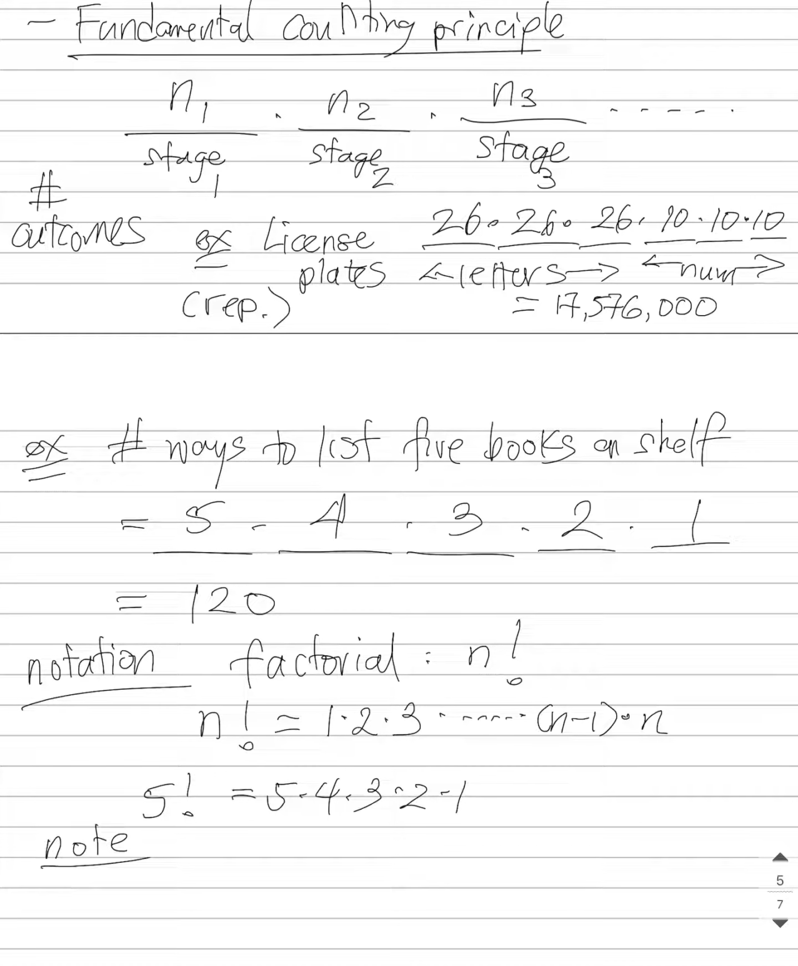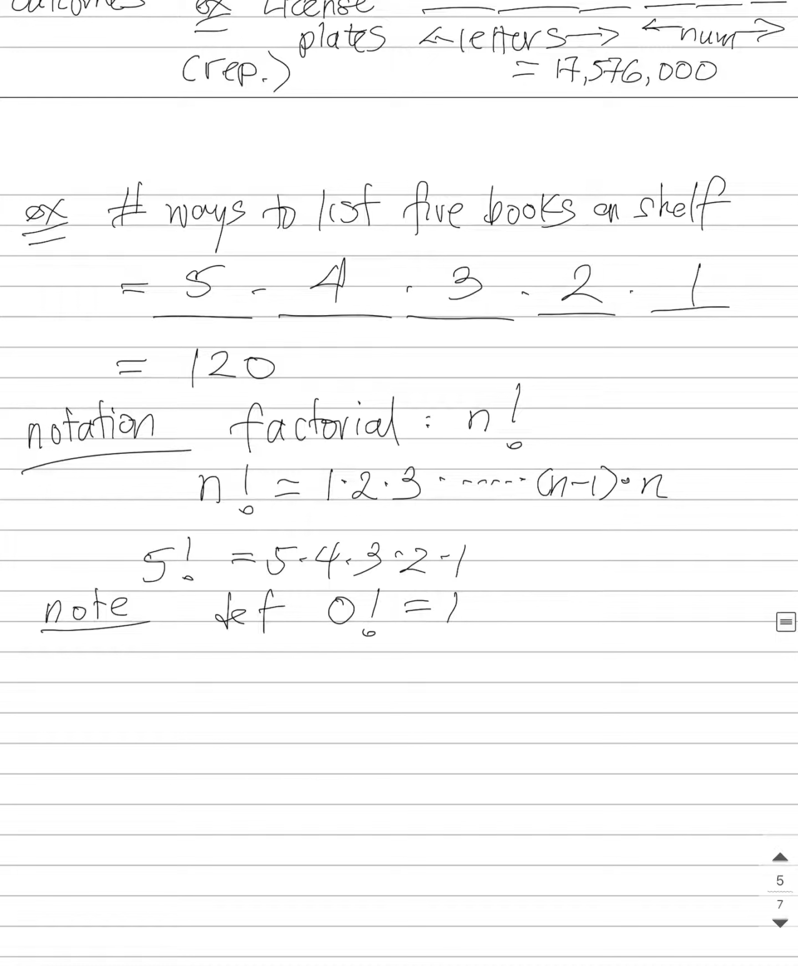Note there's a little definition here. We are going to define 0 factorial to be 1, just to make formulas down the road work out a little bit nicer. And note that whenever you have a factorial, you could always write it in terms of a smaller factorial. So if you wanted to, you could write 5 factorial as 4 factorial times 5. And what that does is it allows you to simplify things a little bit more.